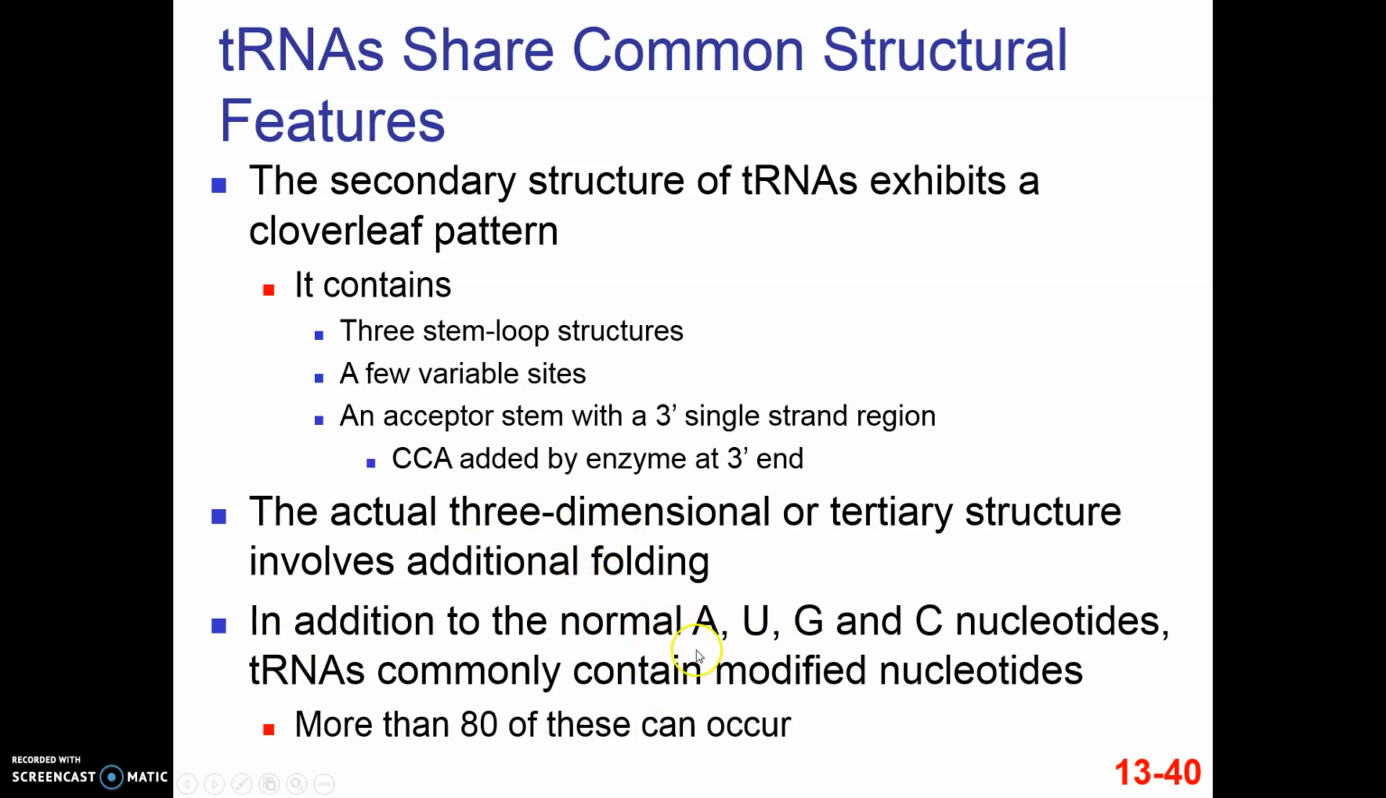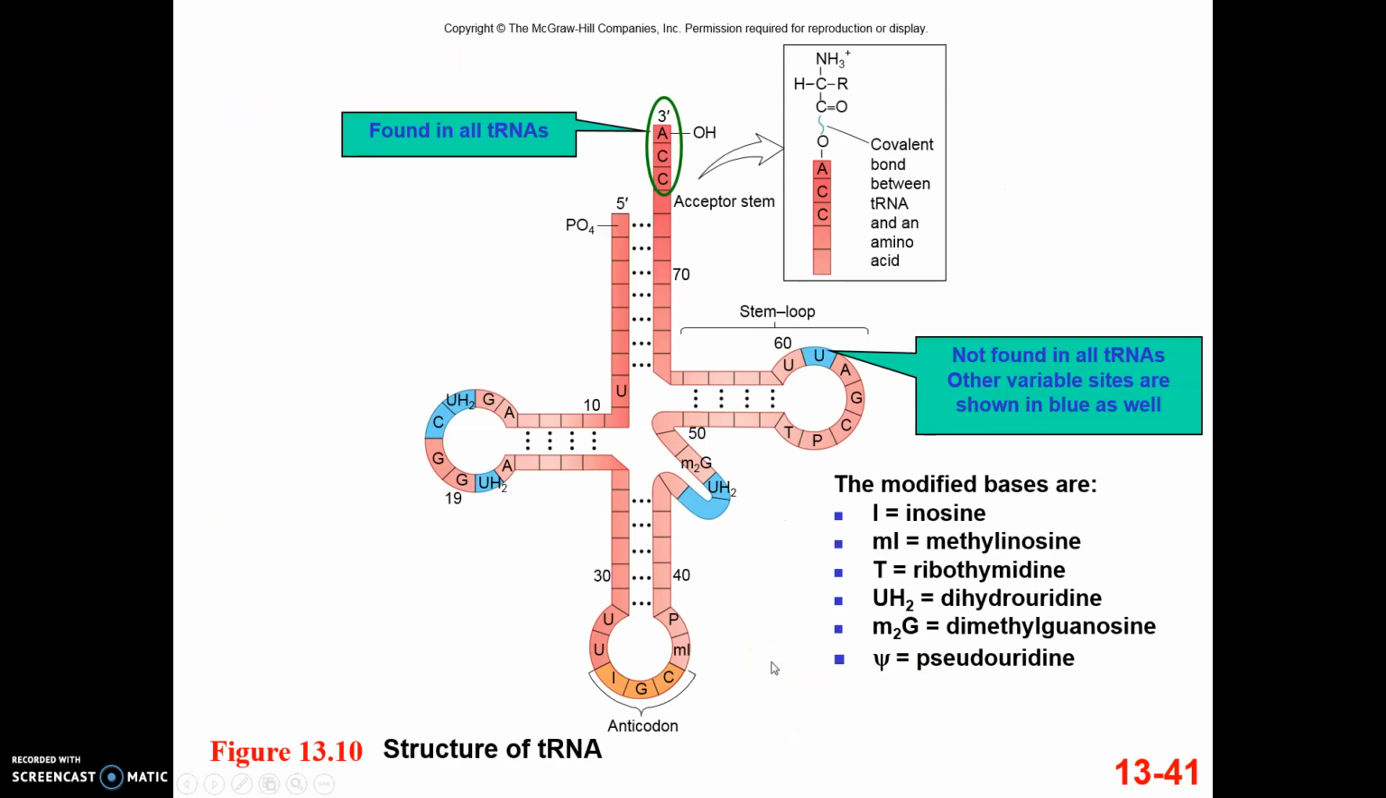Now, in addition to the normal A, U, G, and C that we see in RNAs in general, there are a slew of modified nucleotides that can occur. And these modifications happen after transcription. If you can remember the end of our discussion in transcription, we talked about RNA modifications. And this is referring to one set of those.